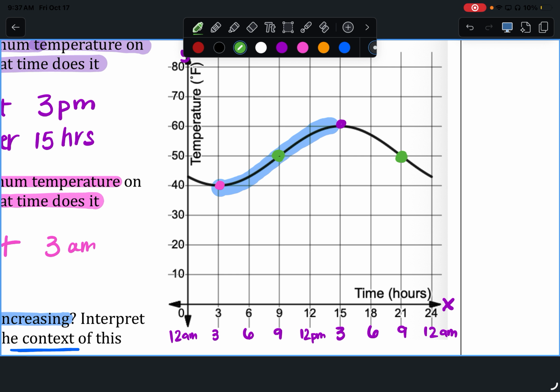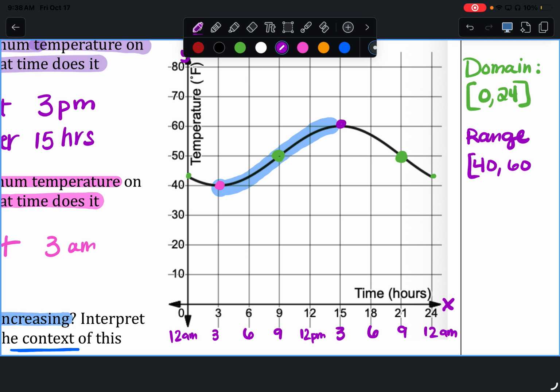Question F. It says, what is the appropriate domain for this function? So domain is our x's. So we have to use what is on our x-axis. Where does our x start? And it goes to 24. Okay. Are the dots at the end of this open or closed? Closed. It is always closed unless it shows an open circle. So we use brackets. Now, range. That is our y's. So it will be 40 to 60, and with brackets.